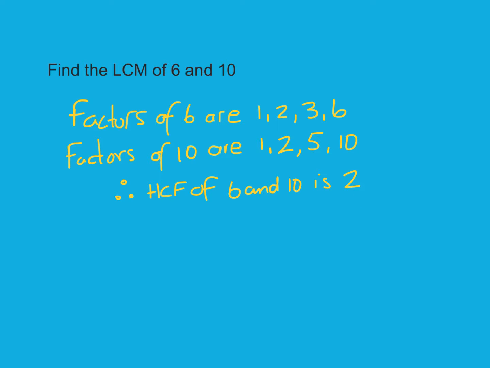My next step is to find my lowest common multiple, and I do that by multiplying my two numbers together. So 6 by 10, and I divide that by my highest common factor, which is 2. So 6 by 10 is 60, divided by 2, and my answer is 30.